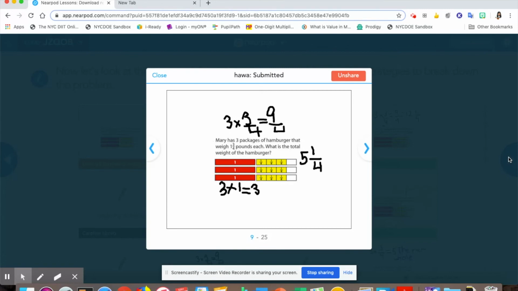Now, her final answer is showing as 5 1/4. That's the part where some of us got stuck. And the reason why is because we need to work on how do we make 9/4 into a mixed number.